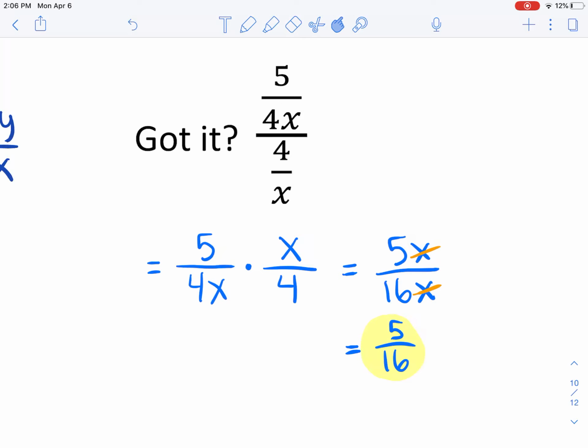Okay, let's look at the got it. 5 over 4x all over 4 over x. You can think of this as division, so we want to multiply by the reciprocal of the bottom rational expression. So you can think of it as 5 over 4x times x over 4. Multiply across, you get 5x over 16x. Notice that you have a factor of x on both the numerator and the denominator that you can cancel out. So this becomes 5 over 16, which does not simplify any further. So that would be your answer.